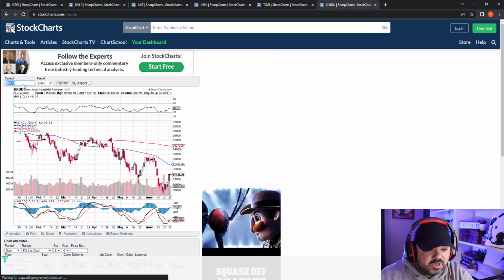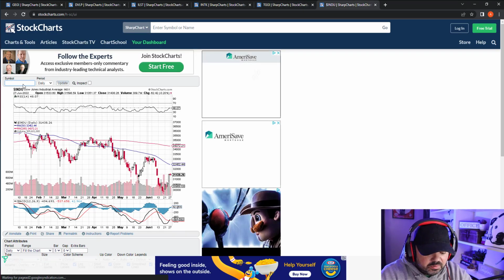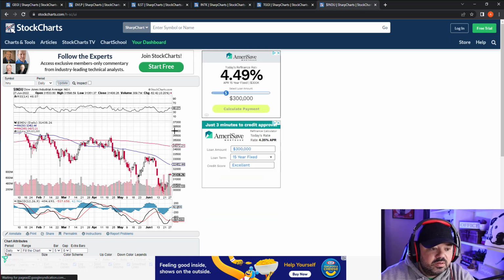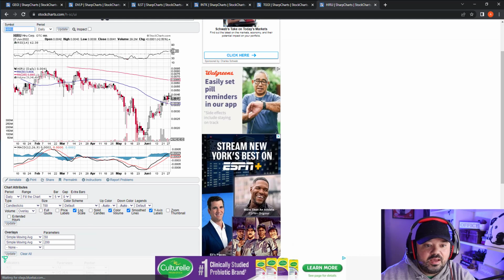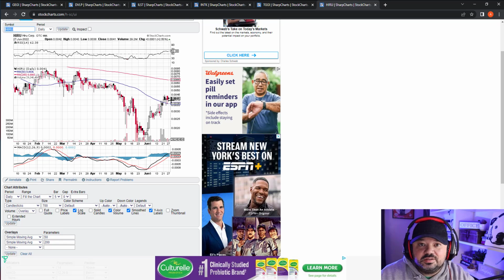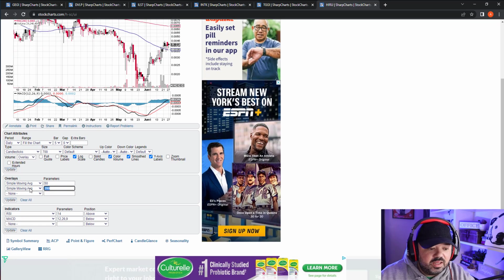All right, so let's talk about another one. Let's talk about HIRU. As you can see here, the 200 MA is all the way up at 0065, but the 50 MA is 0036. So the 50 MA is going to act as new support more or less. And then let's clear this out. 18, 21.